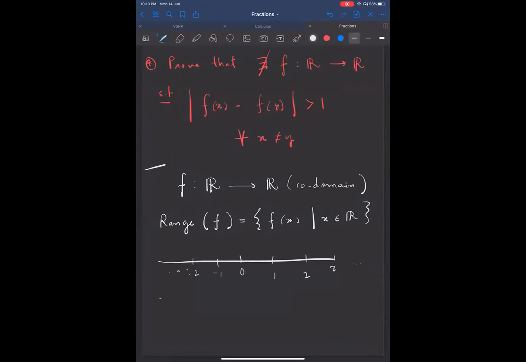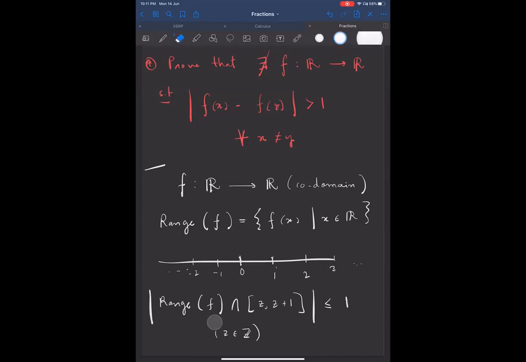Now see, the range of f intersection with any interval of the form Z to Z plus 1, where Z is an integer. That is the form of these intervals: 0 to 0 plus 1, 1 to 2, minus 1 to 0, minus 2 to minus 1. So what I'm trying to say, or what he was also trying to say, is that the range of f intersection with any particular one of these intervals is at most 1. The cardinality of this is less than or equal to 1, for all Z.